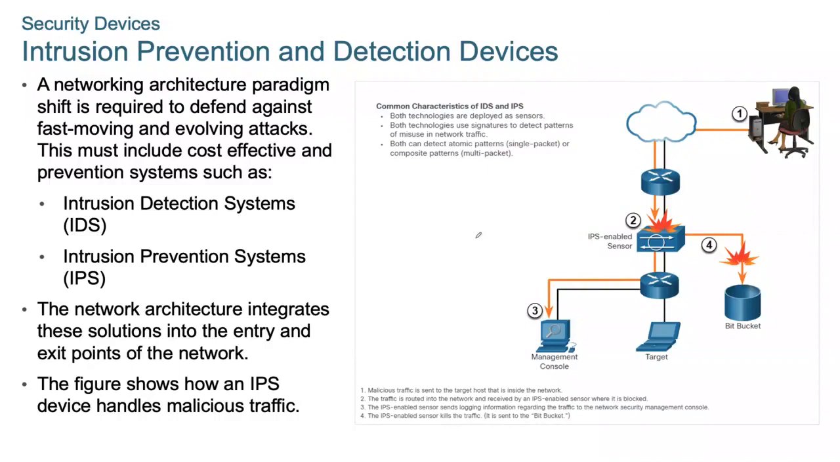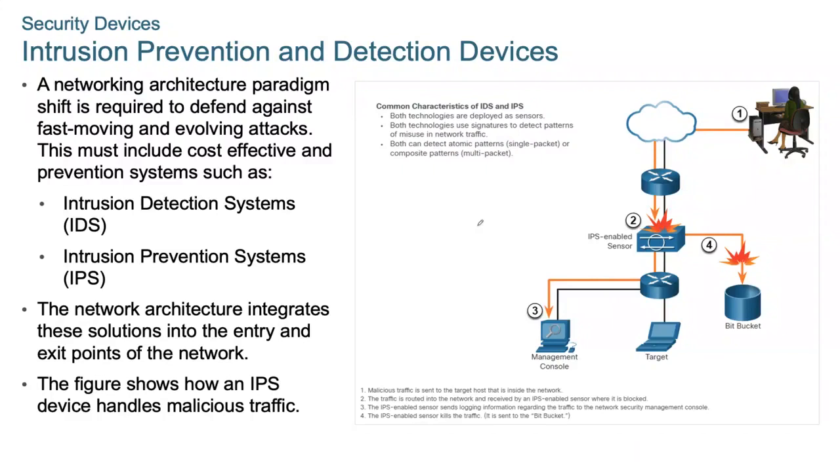Another common feature is that both can detect atomic patterns, that is a single packet, or composite patterns, meaning multiple packets. This detection can happen packet to packet, or a group of packets can be clubbed together to generate the signature. Based on that signature, it checks whether they are valid or not. So these are some common characteristics.